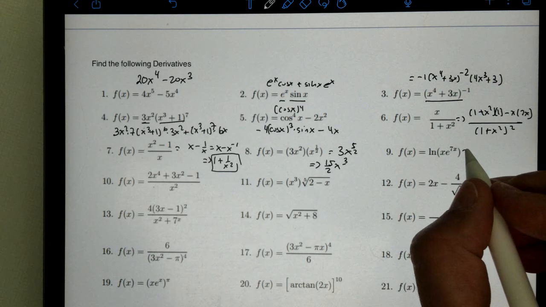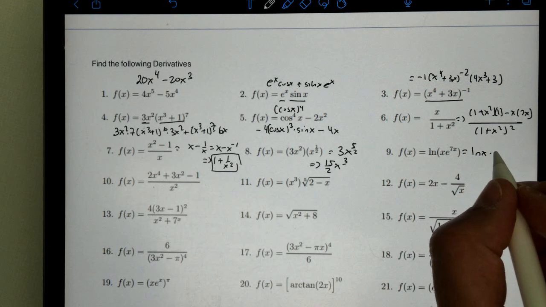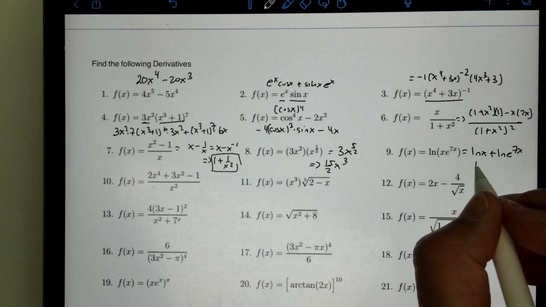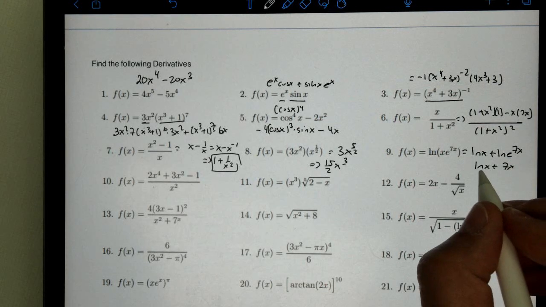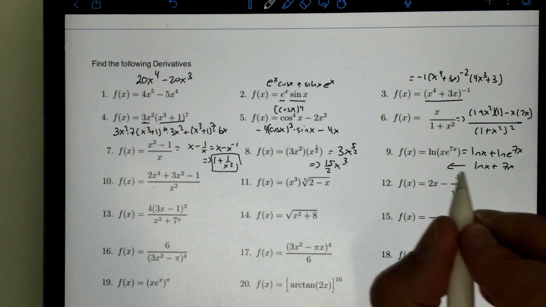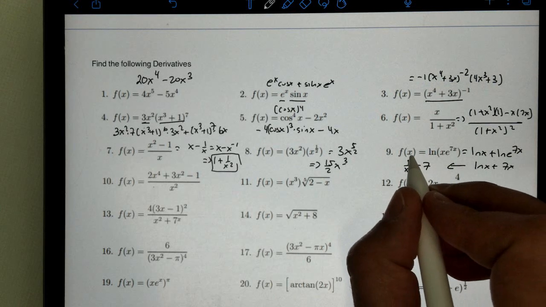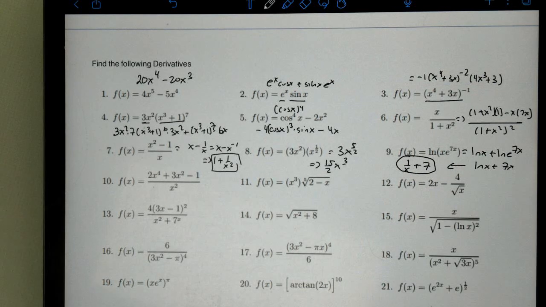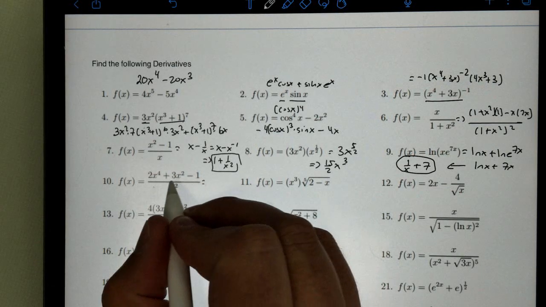Oh no, this one's not so friendly. I'm going to use my log property, split my log. I get the natural log of x plus the natural log of e to the 7x, which is just the natural log of x plus 7x. So the derivative, I'll do it over here, 1 over x plus 7. And there's my derivative. If otherwise you're looking at chain rule with the product rule, use your log properties here. Log, log, log, log.